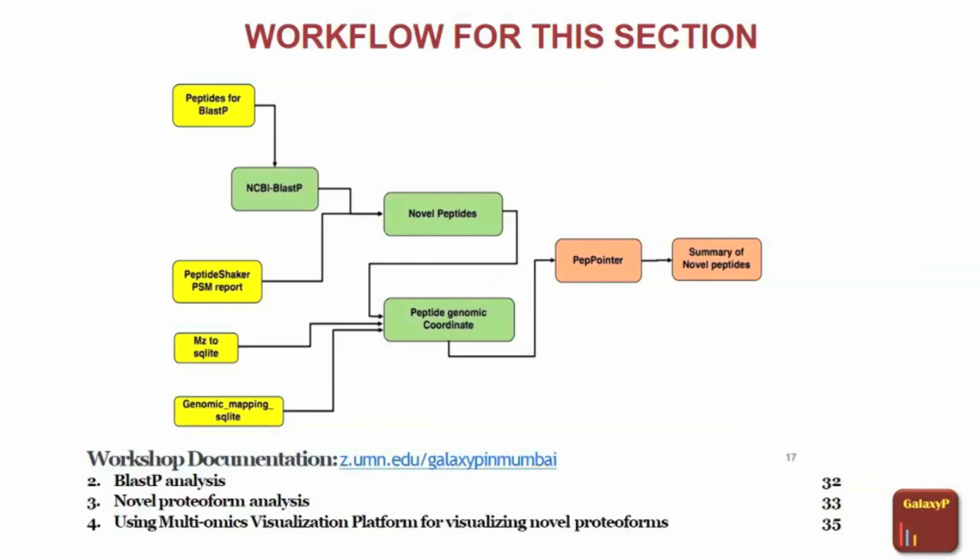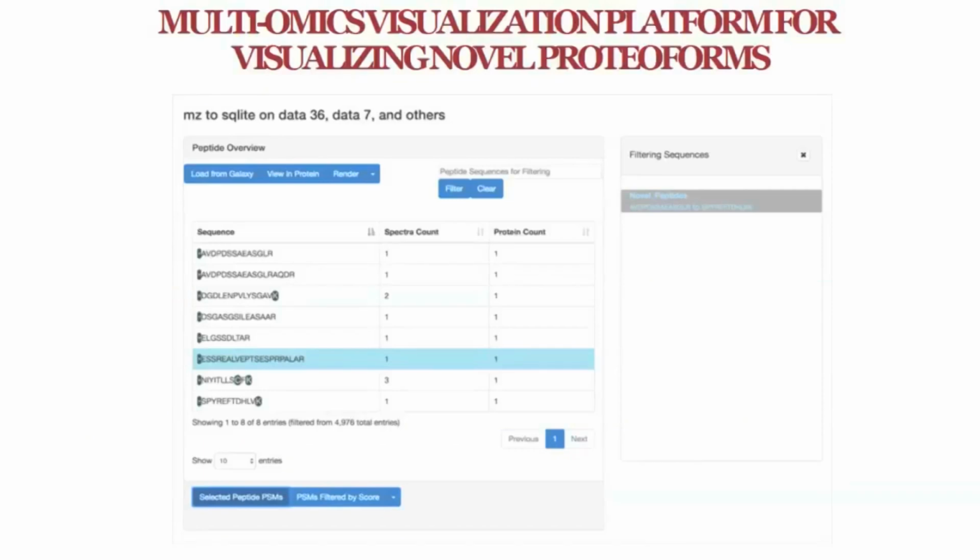And then it uses this tool called Pep Pointer to generate a tabular output that you can use for further analysis. But before that, I would like to talk about this thing called MZ to SQLite, which is used as an input to visualize your data. If you're really interested in spectral visualization, I would strongly encourage you to go through the Galaxy instance and the documentation, because this really doesn't take much time. I think the first workflow takes 12 minutes, and the others take just 2 minutes each. But it will help you to go through that.